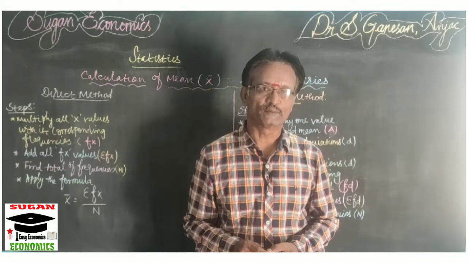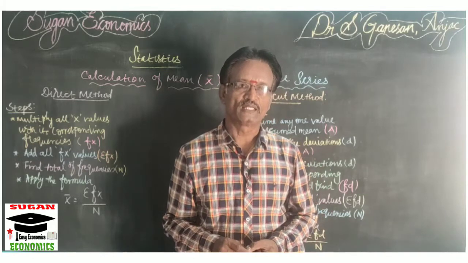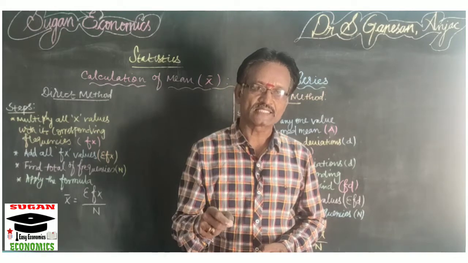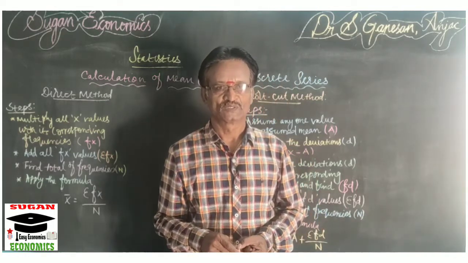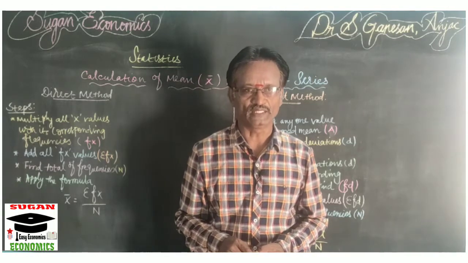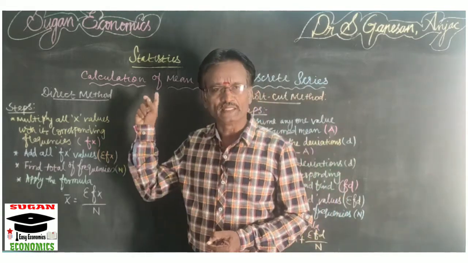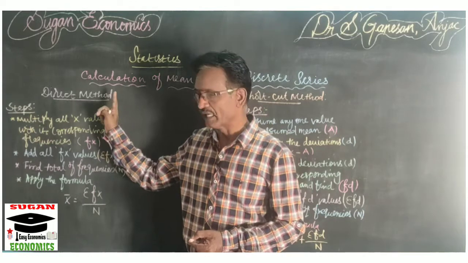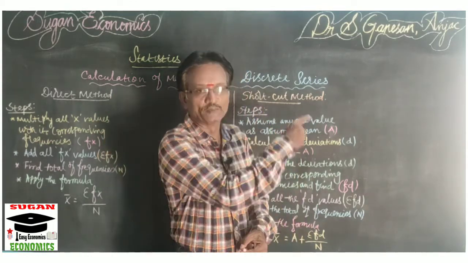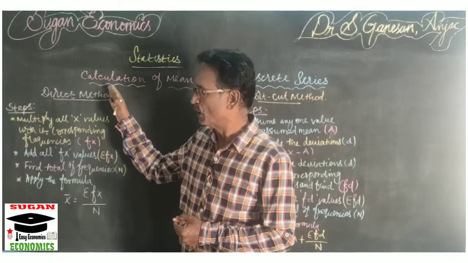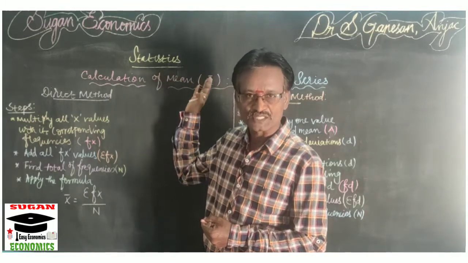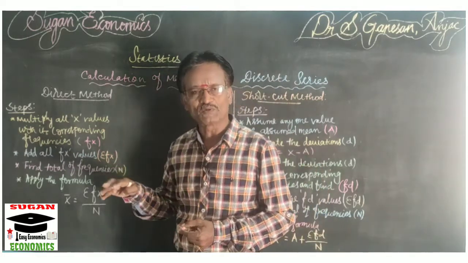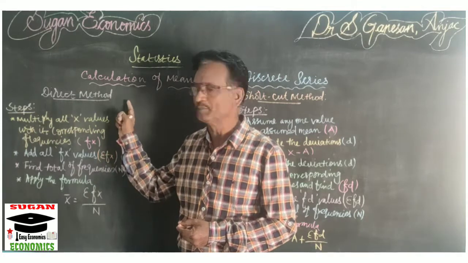So first we can understand what we mean by discrete series. Discrete series means the x values are discrete numbers and each has a corresponding frequency. Are you clear? Okay. Now, for the calculation of arithmetic mean for discrete series, here also we apply two methods: one is the direct method and another is the shortcut method. First I will explain the direct method, then the shortcut method.